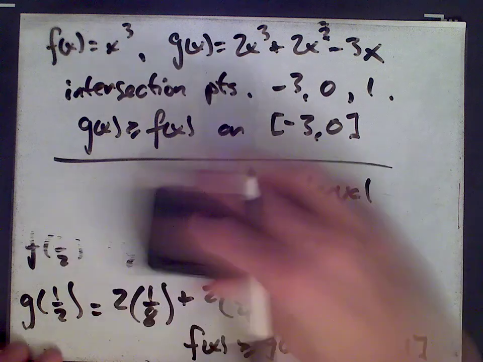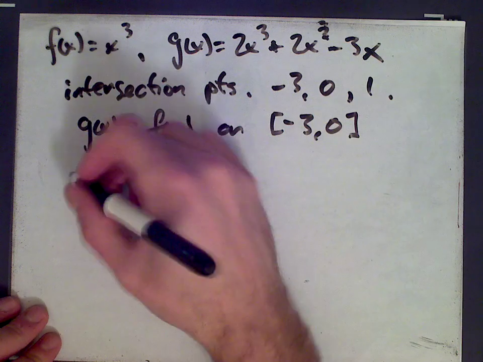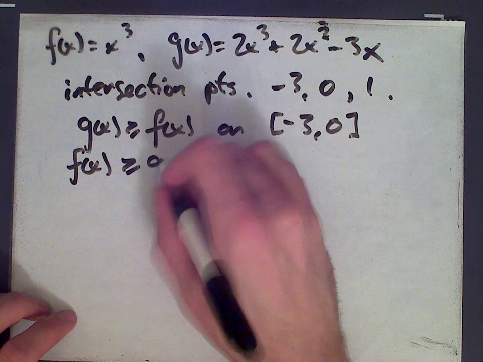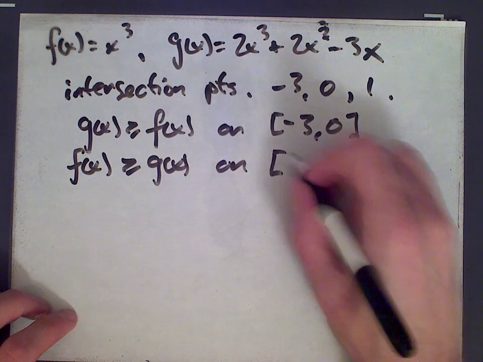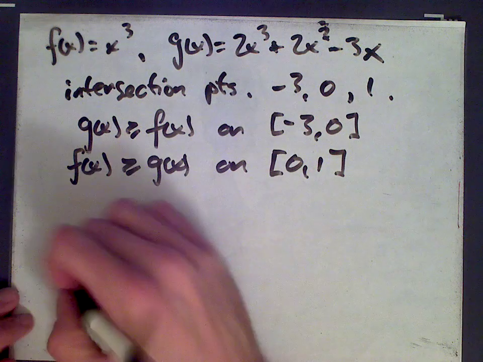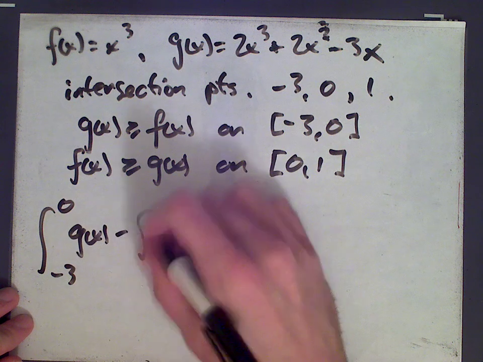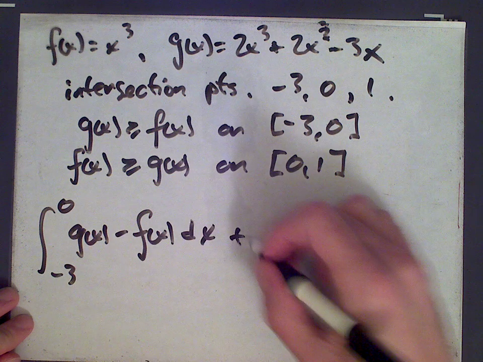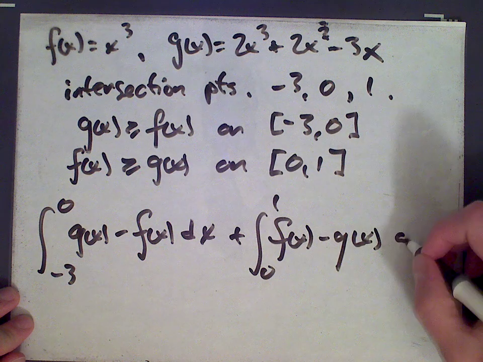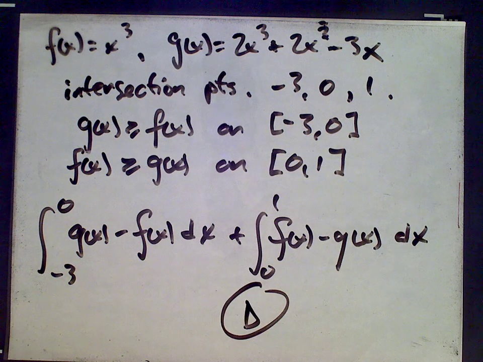Let me add that to our list here. We have f of x is bigger than g of x on the interval from 0 to 1. And so the integral we need is: from -3 to 0, we have g minus f, and on the interval from 0 to 1, we have f minus g. And that's the answer, which corresponds to answer choice D on the exam.